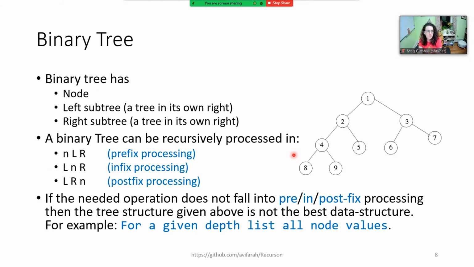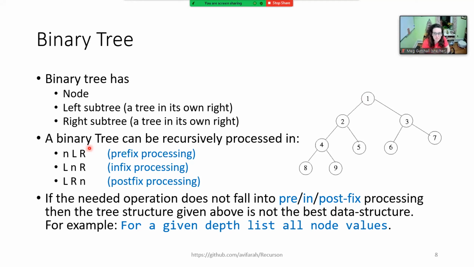So the last slide is a binary tree. A binary tree is defined to have a node. In our case, it's just a number, but it can contain any data structure. A left subtree, which is a tree in its own right. And the right subtree. Every node in that tree has got two subnodes. Even in here, we have two null nodes. Is everybody still with me?